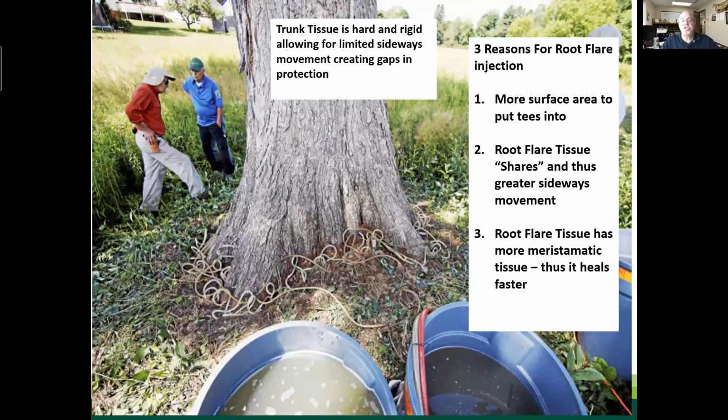Again, root flares share, but also meristem. Cambium is a meristem, and the subapical meristem on the tips of the trees is meristem, where you have cells that divide. Trees, they don't heal, they seal, right? They grow new tissue, and that's created by wherever the meristem is. Well, there's more meristem in the root flares, a little more, in fact. And so the holes seal up much quicker.